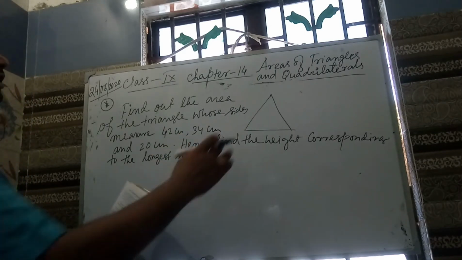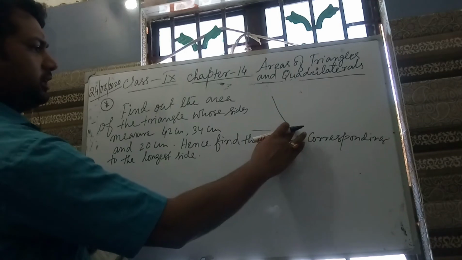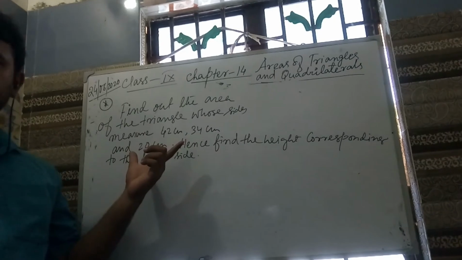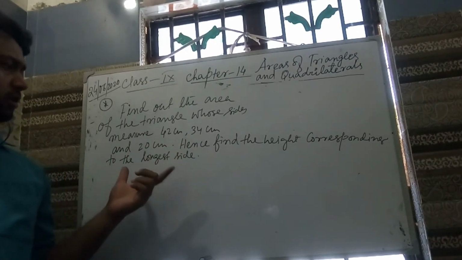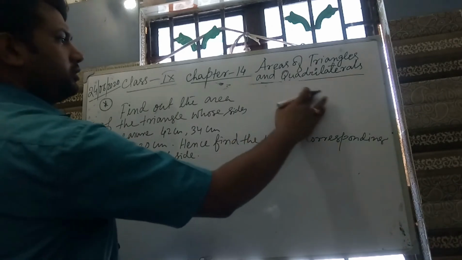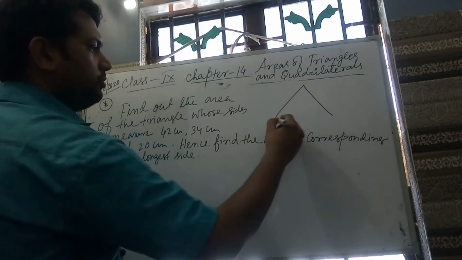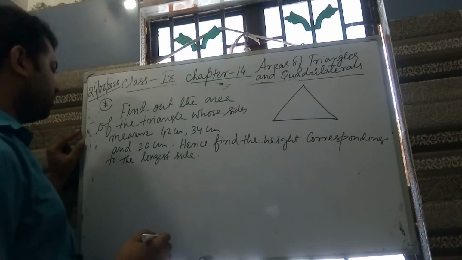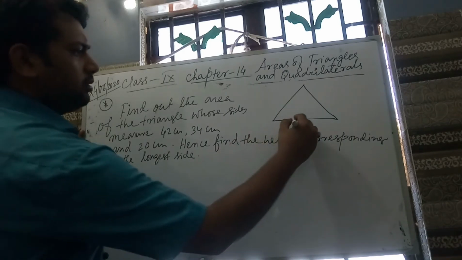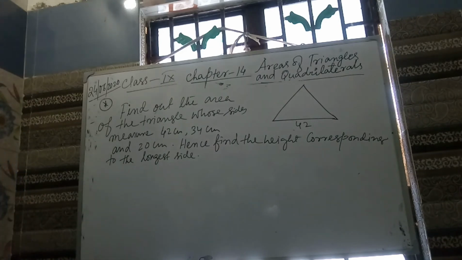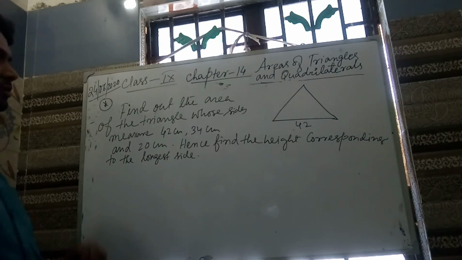For the first part, that is find out the area of the triangle, we have already done this type of sum. So try to find out the area first. I will be happy if you can find out the area by yourself. Though I will be doing it for you.